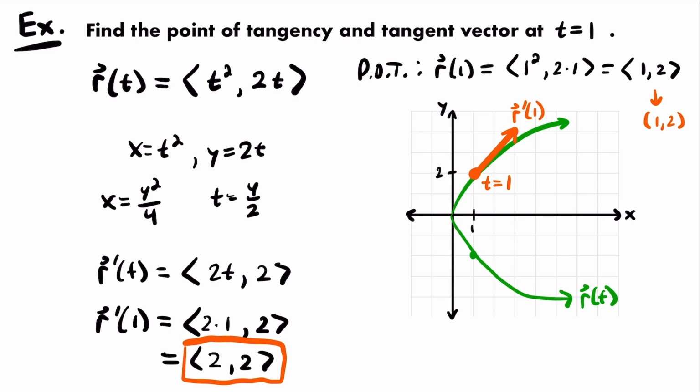Okay, so I hope this example was a good demonstration of how we can find a specific tangent vector at a point on a vector function using the derivative of a vector function. But let's take a look at another example.